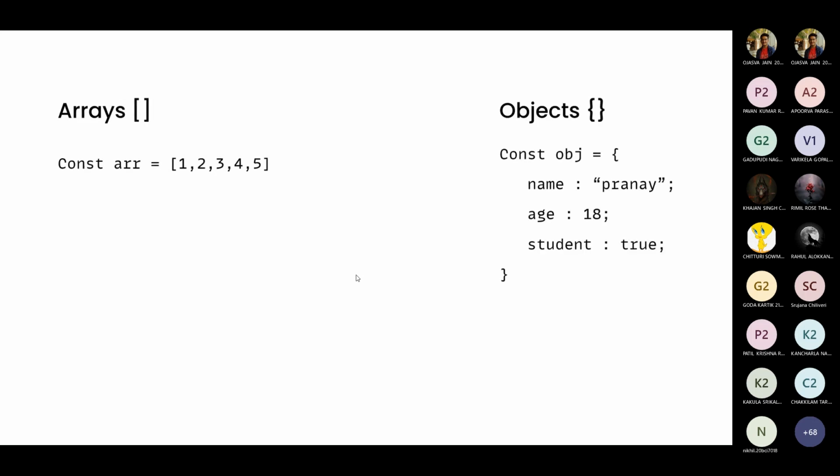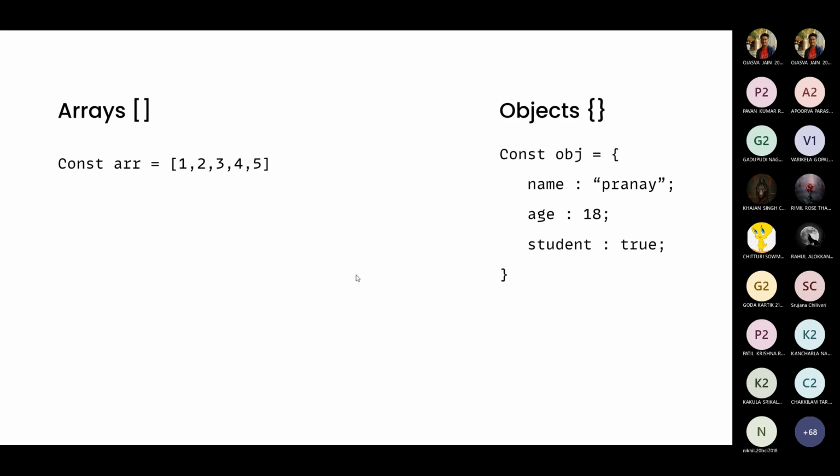And objects. If you are aware of Python, an object is the same as a dictionary. If you're not aware of Python, I will show you clearly what an object is. An object is a key value pair combination. If you observe clearly, I have used const to declare the value. You can also use let, or we can also use const. Here I use const.